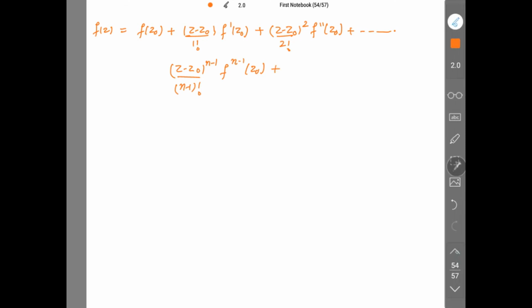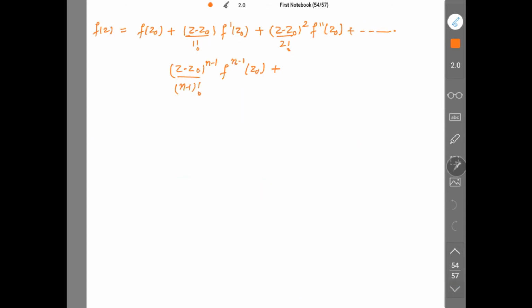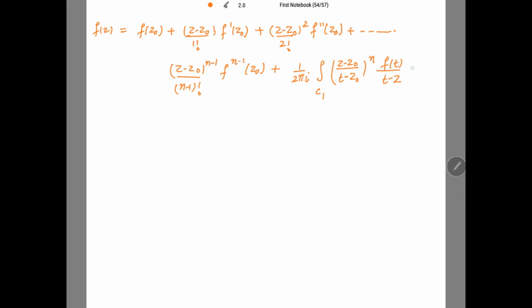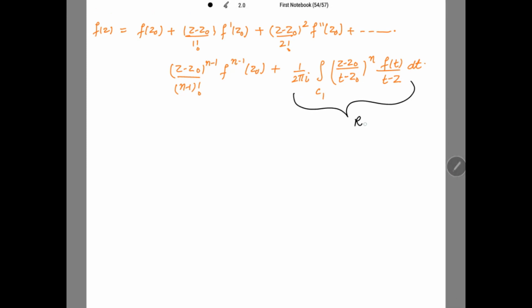plus, what about this last term? Now 2 pi iota is cancelled all over, so we will be left with 1 over 2 pi iota integral over c1 z minus z naught over t minus z naught the power n, f of t over t minus z dt. Take this whole term to be Rn. Just denote this as Rn and take this equation as 3. Okay. Now, can you see this?